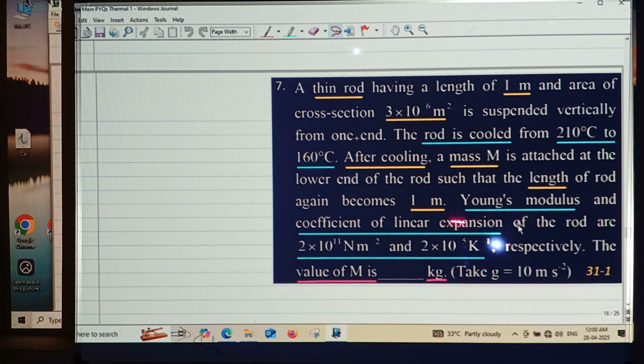Young's modulus and coefficient of linear expansion of the rod are 2 into 10 to the 11 newton per meter square and 2 into 10 to the minus 5 per Kelvin respectively. The value of M is dash kg. Take g equal to 10 meter per second square. You can pause and try this question.